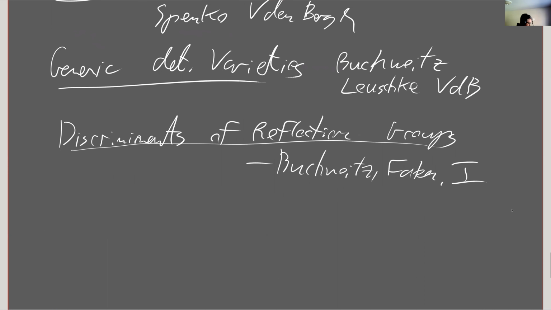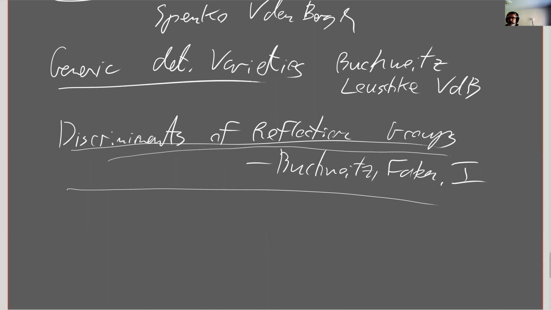Anyway, in particular, we found these non-commutative resolutions of discriminants of reflection groups, and I want to explain quickly how we did that, and then show how that's related to what I'm going to talk about today.